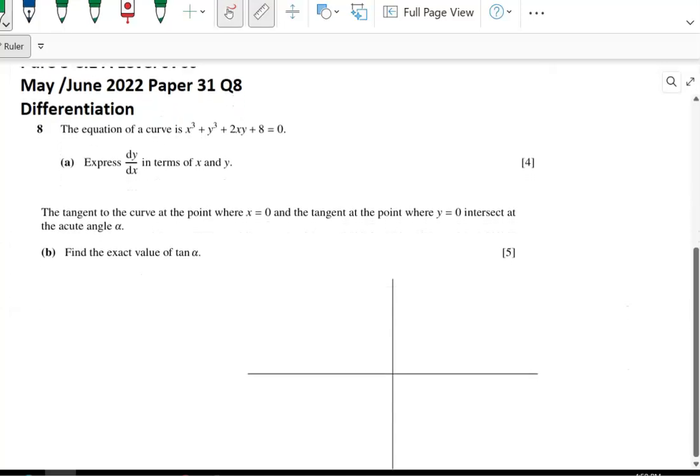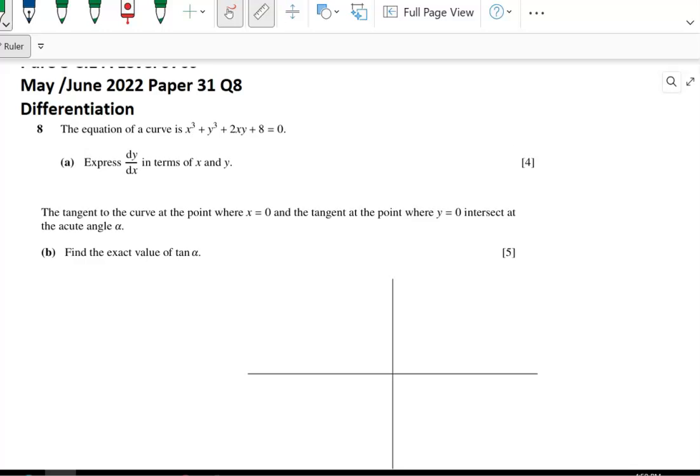The examiner's report noted that the second part was really badly done, and I'm going to do that in two slightly different ways. So if you're in my class this year, I want you to pause the video now and have a good go at the question and try and think of what two approaches we could use to do part B. Okay, so let's just read through it.